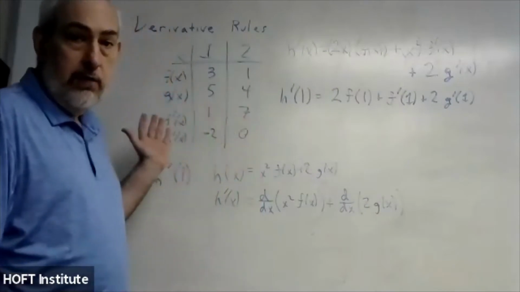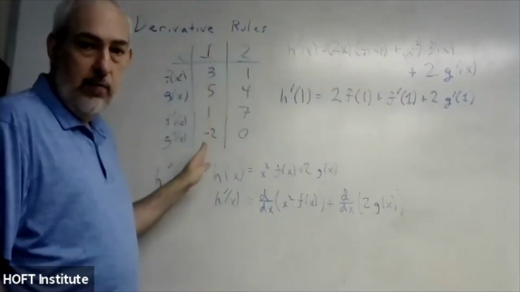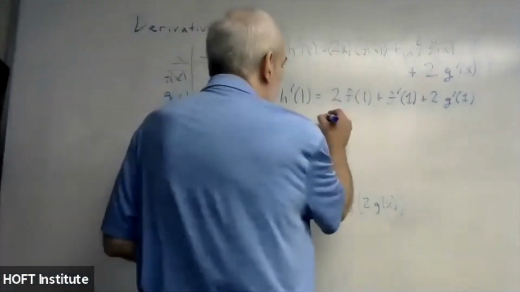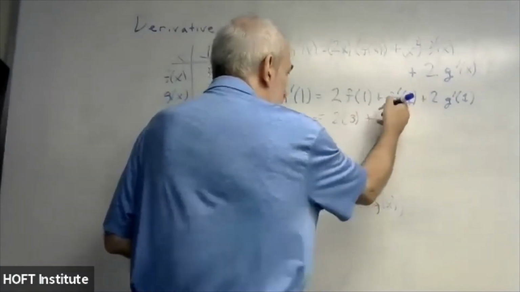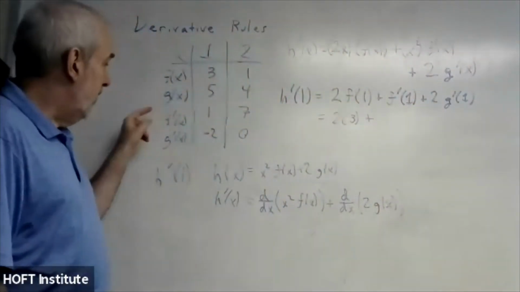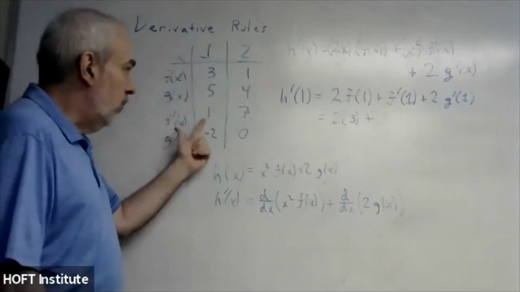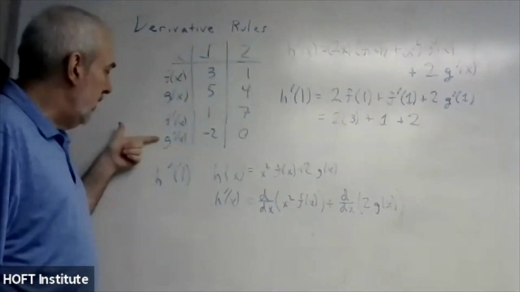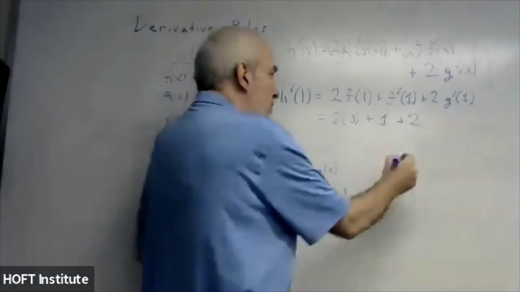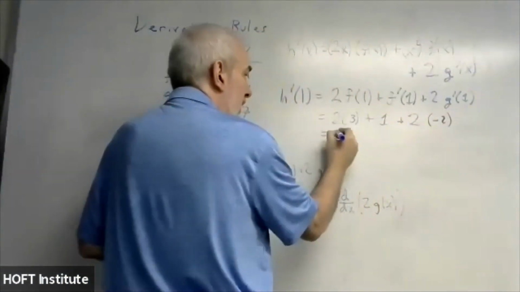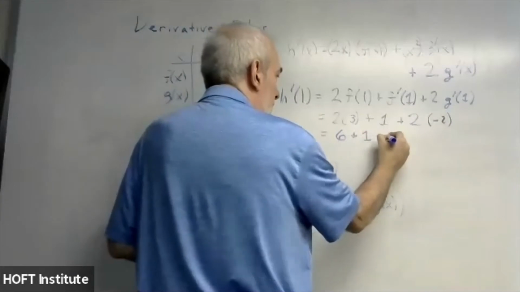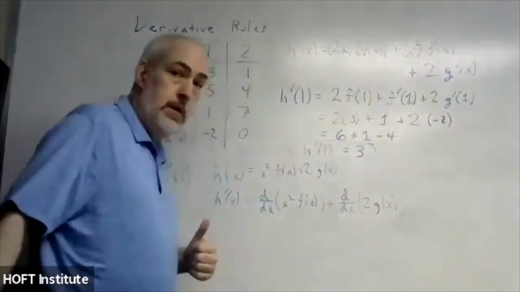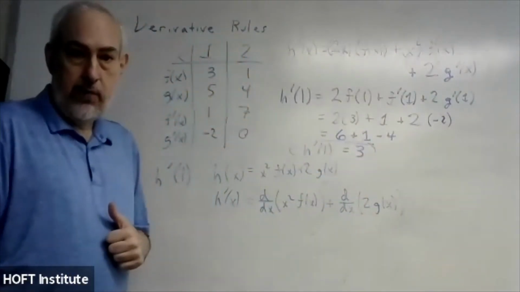Great. Now we can just use this table. In fact, I'm only going to be using this column where x is 1. So f of 1 is 3. So this is 2 times 3 plus the derivative of f at 1, which is 1. Then plus 2 times the derivative of g at 1, which is minus 2. So this leaves us with 6 plus 1 minus 4, which is 3. So the derivative of h at 1 is 3.